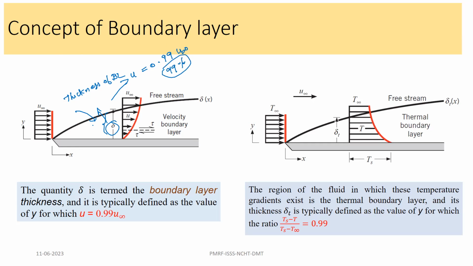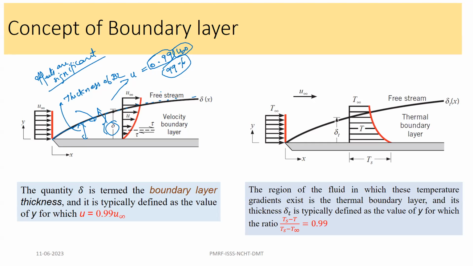If you join all the points where the velocity is 99% of the free stream velocity, you will get the boundary layer. Up to that edge, these effects are significant. This has been determined experimentally, through different aspects. It is found that 99% is very close to the free stream velocity, so there is a very sharp edge.